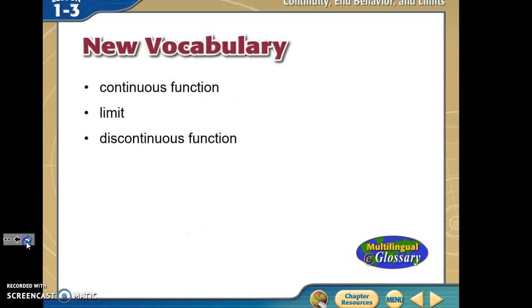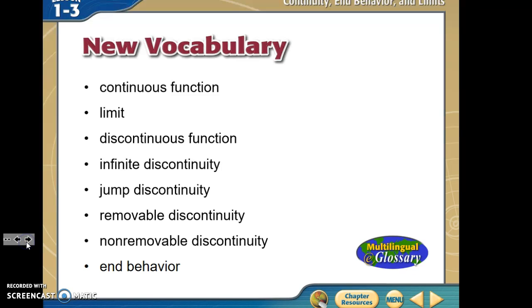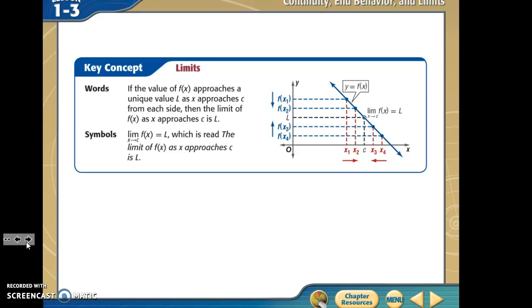All right, so we have our vocabulary that we'll learn throughout the lesson. All right, so we're going to look at limits first. So we have the definition here. Limits are kind of like the direction that it's going, where it's approaching.